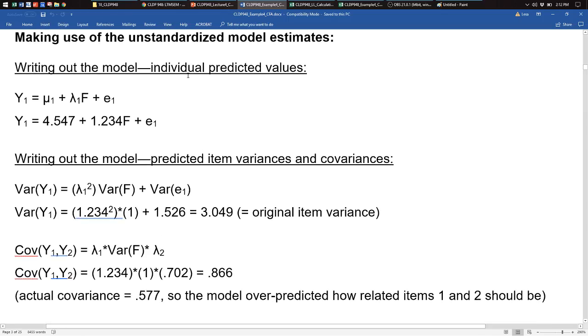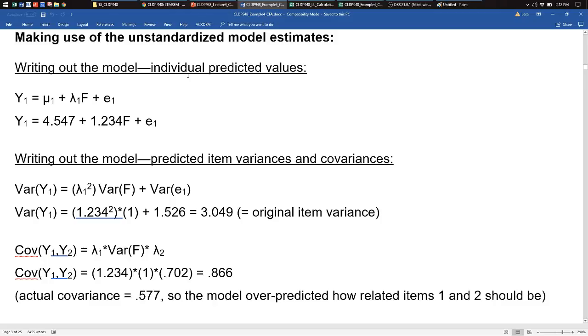So then here was an example of how the model makes predictions. The first part, writing out the model, is how the model generates the predicted item response for any level of a trait. We did that for item 1 to illustrate.